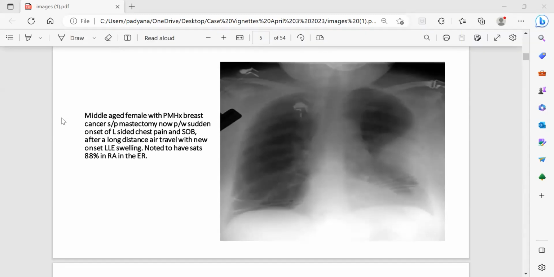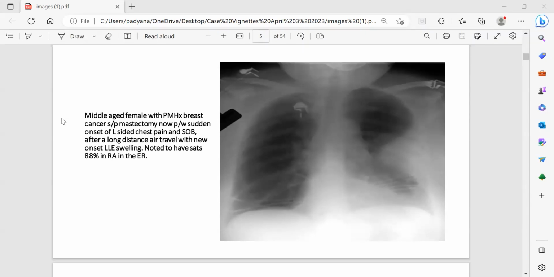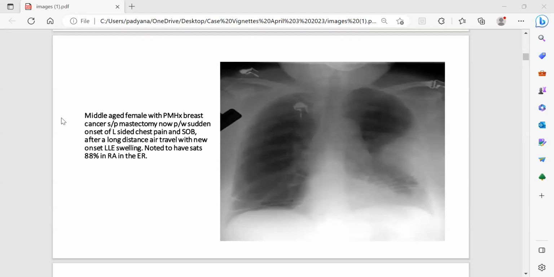Sorry for that. Middle-aged female, with a lot of short forms. I think following mastectomy for breast cancer, now sudden onset of left-sided chest pain and shortness of breath. Obviously, there is some history of long air travel with left lower limb swelling, and she is hypoxic. Can anybody answer this? Sir has shown these slides. There is a wedge-shaped shadow on the left side.